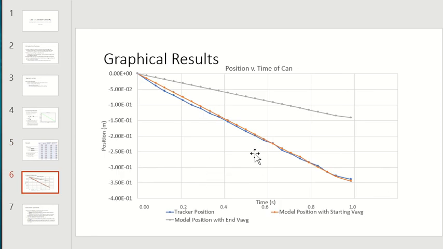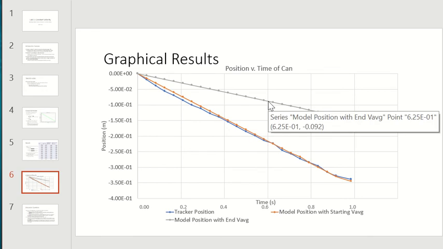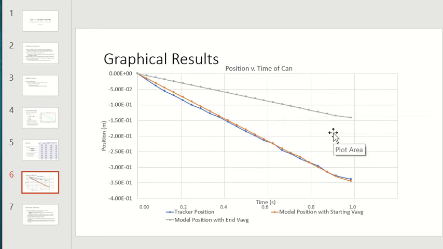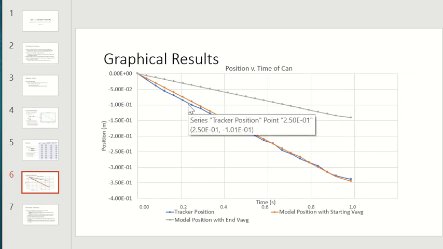The Tracker results are represented by the blue line. The model using the initial velocity as the average velocity is in orange, and the gray line is the motion with the average velocity calculated from the starting and end positions found in Tracker. It is clear that the initial velocity estimate was a much more accurate description of the motion observed in Tracker than the motion given by the model that uses the ending position in the calculation.